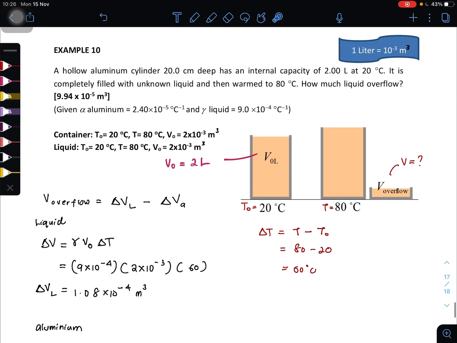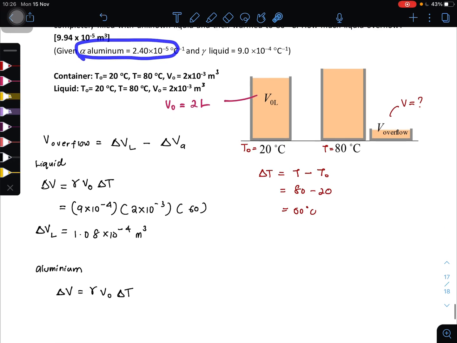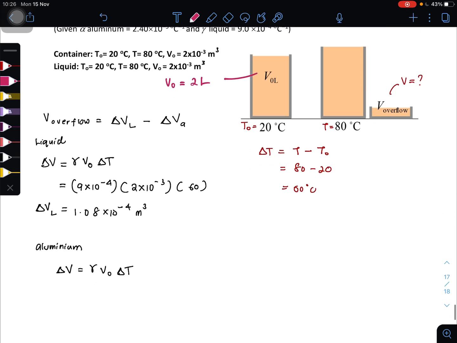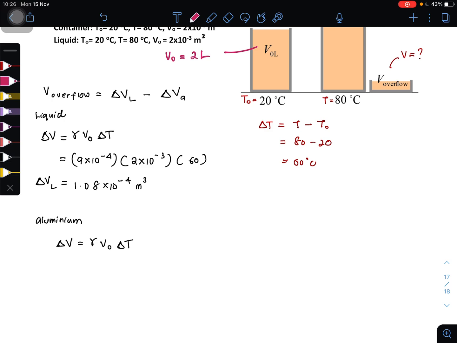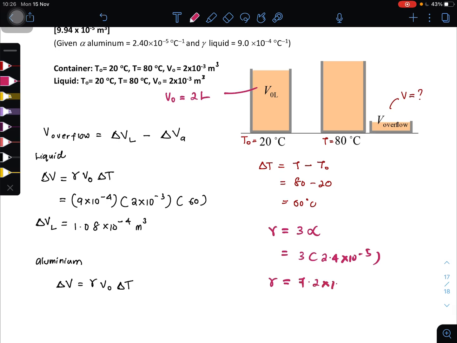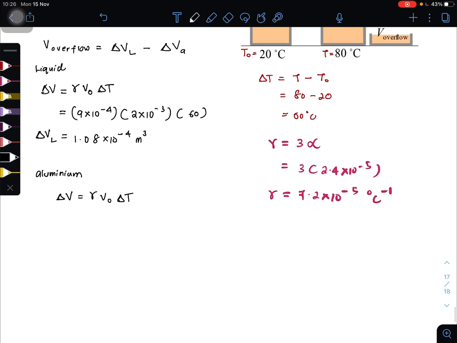Okay, so untuk aluminium, we are given alpha here. So we need to find the gamma for the aluminium. How do we find this? So ingat lagi, the relationship of the gamma is equal to 3 alpha. So alpha tadi dapat berapa? 2.4 eksponen negatif 5. So the gamma for the aluminium adalah sama dengan 7.2 eksponen negatif 5 per degree Celsius. So this one you just masukkan.